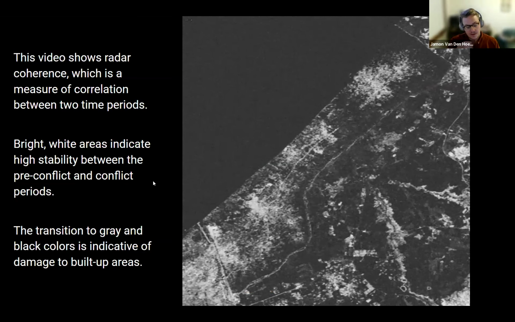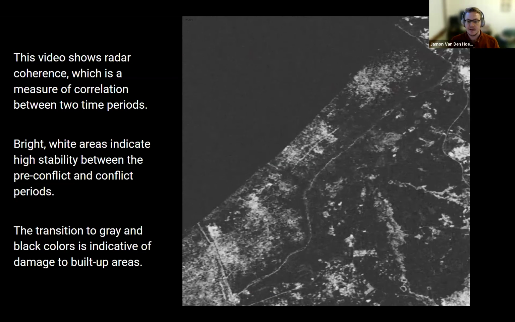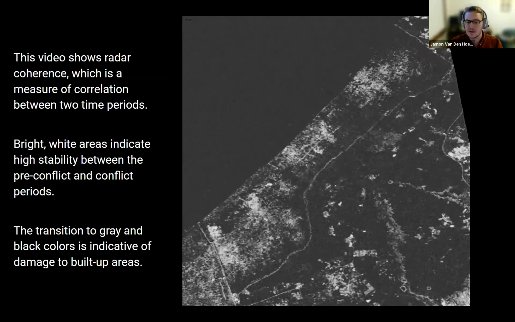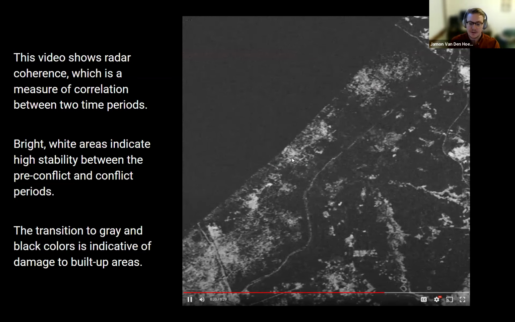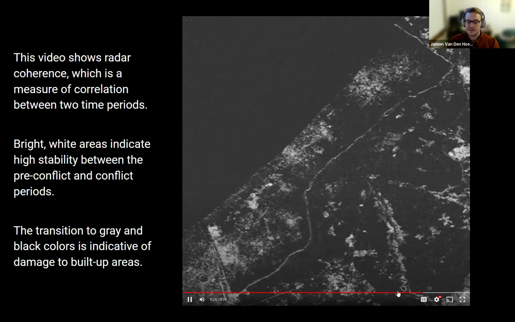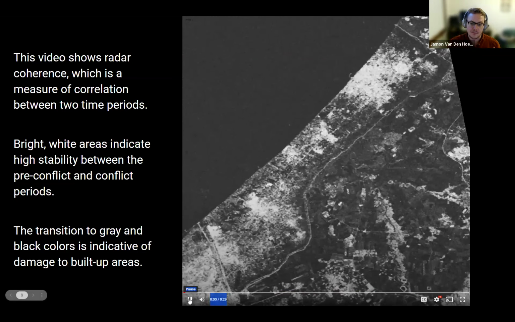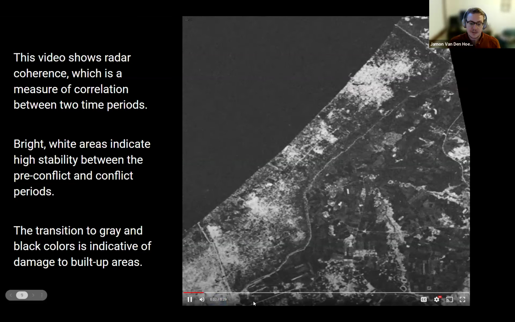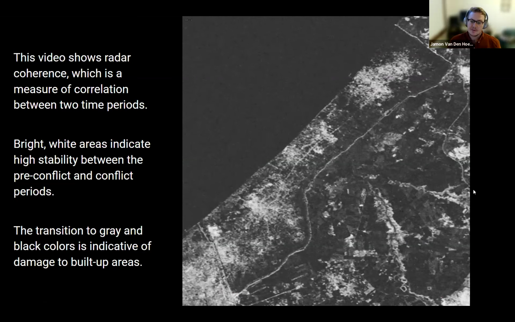I mentioned this term coherence. Coherence is a radar concept that can best be thought of as the correlation. It's not exactly correlation, but it's similar. And in this map, you can see again, we're looking at the Gaza Strip here. As we progress through this map, the areas that are very bright at the beginning are going to be indicative of built-up areas, roads, buildings, structures of different kinds.